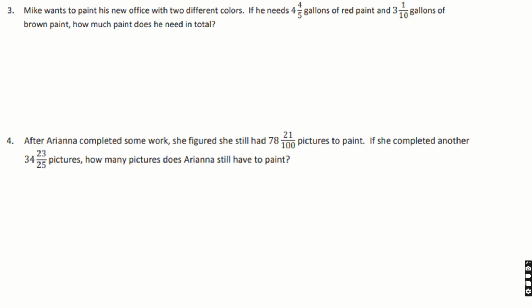Mike wants to paint his new office 2 different colors. If he needs this many gallons of red paint and this many gallons of brown paint, how much does he need in total? We need to add these two together. So 4/5, remember, if 1/5 is 0.2, right? 2/5 would be double that, or 0.4. So that means 4/5 would be double that, or 0.8.